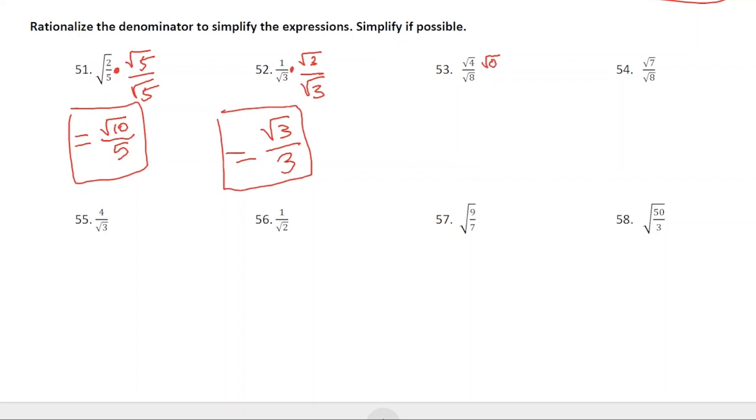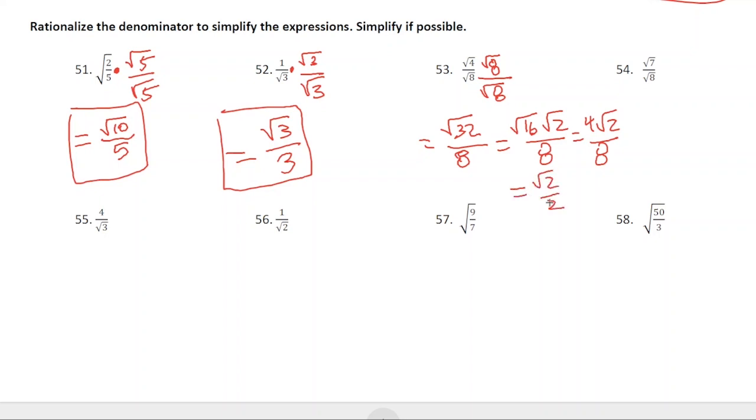Yeah, let's just go ahead and do it. Let's see what happens. Root 8 by root 8. Okay, so we already know this is going to be 2. But root 8, let's go ahead and just multiply it out. So we got 4 times 8 is 32, so we got root 32 over 8. And then 32 can be simplified. That's 16 times 2. So root 16 times root 2 over 8, and root 16 is 4. So we get 4 root 2 over 8, which we can even simplify further because 4 over 8 is 1/2. So we get root 2 over 2.